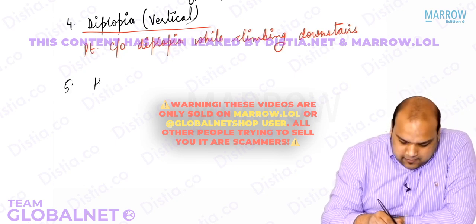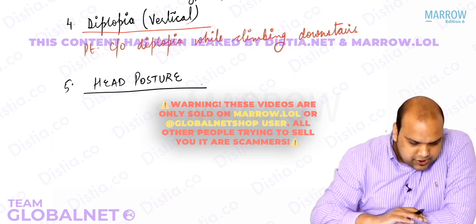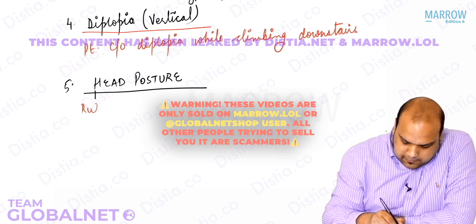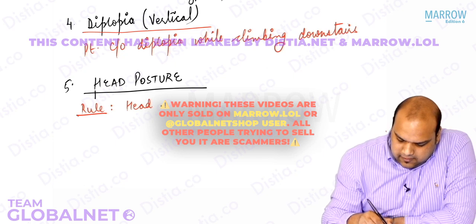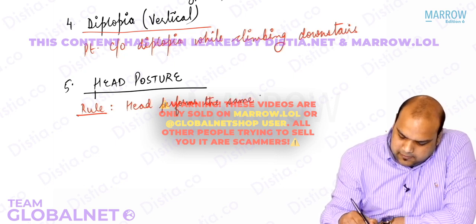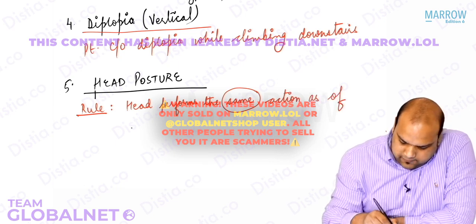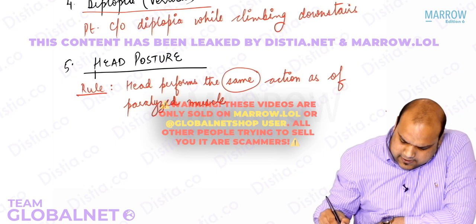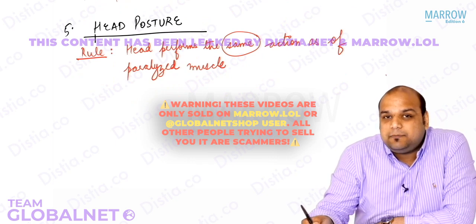Number 5. To adapt, everybody, patient will assume a head posture. Head posture. Okay? Now, let's see head posture. Let's first write down the rule for the head posture in simple English, and then let's understand. Head performs the same action as of paralyzed muscle. This is the way, it is the simplest to understand. Head posture. Head performs the same action as of paralyzed muscle.